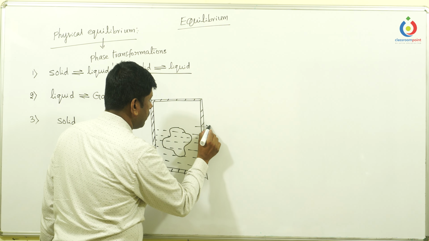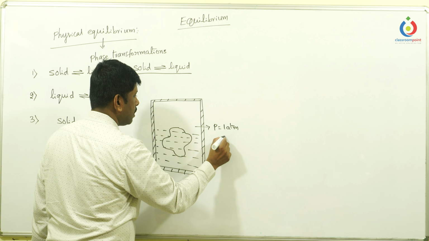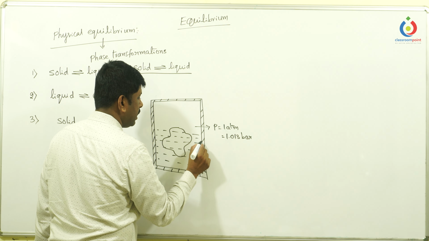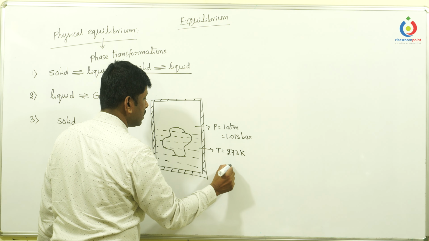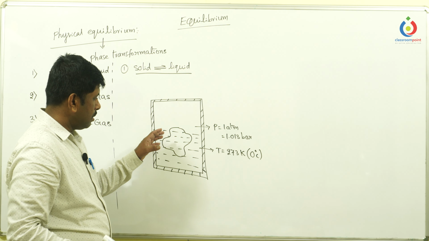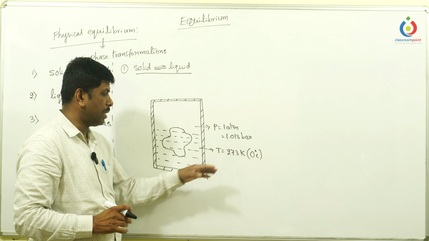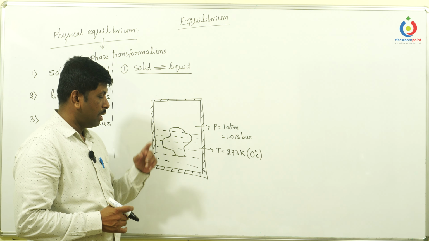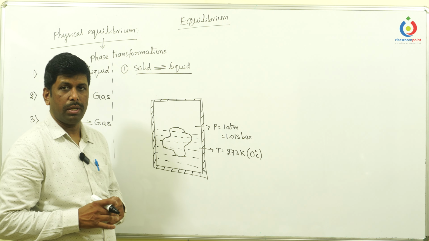And try to keep the temperature and pressure: pressure is equal to 1 atmosphere, or 1.013 bar, and temperature is equal to 273 kelvins. That means it is 0 degrees centigrade. So now ice and water do coexist at this atmospheric pressure and 273 kelvins. Remember that 273 kelvins is the melting point of the ice, and the same temperature is the freezing point of the water.